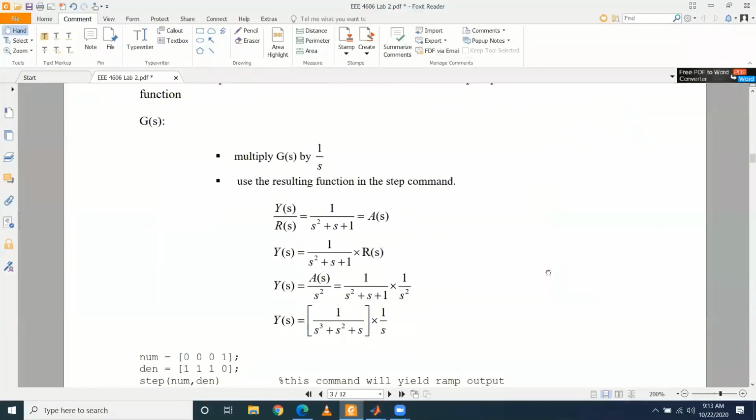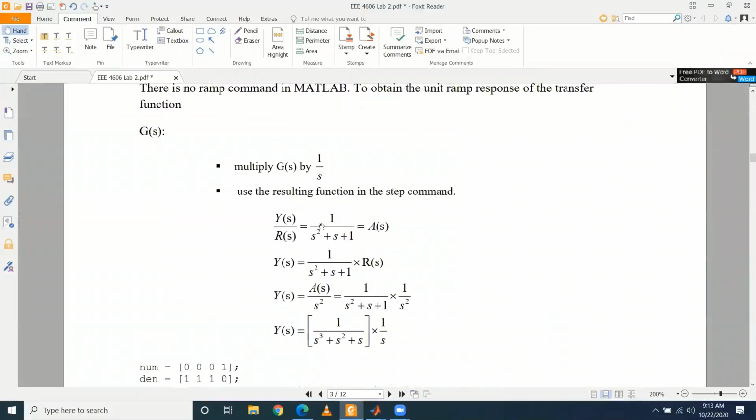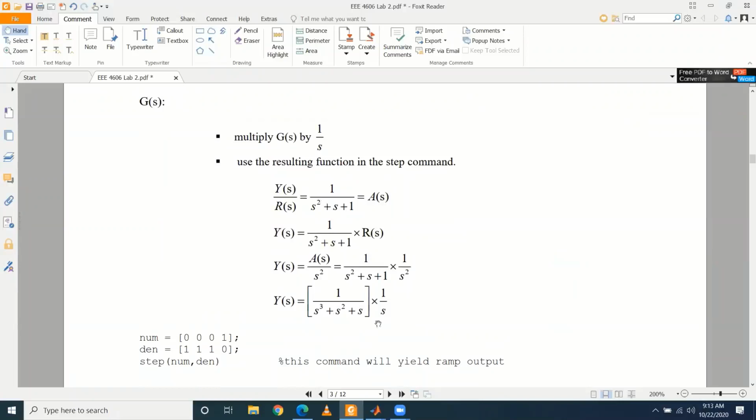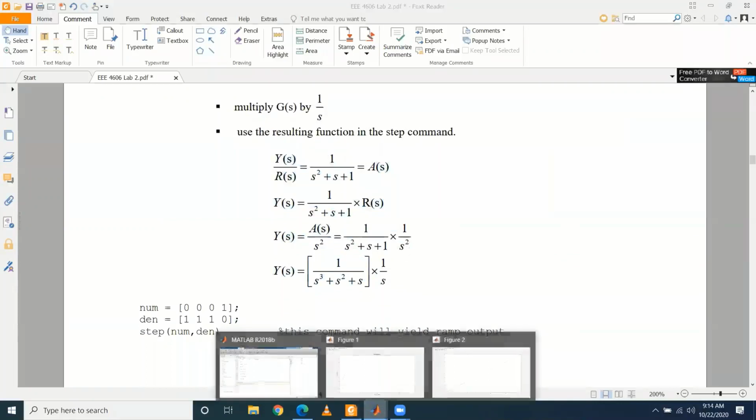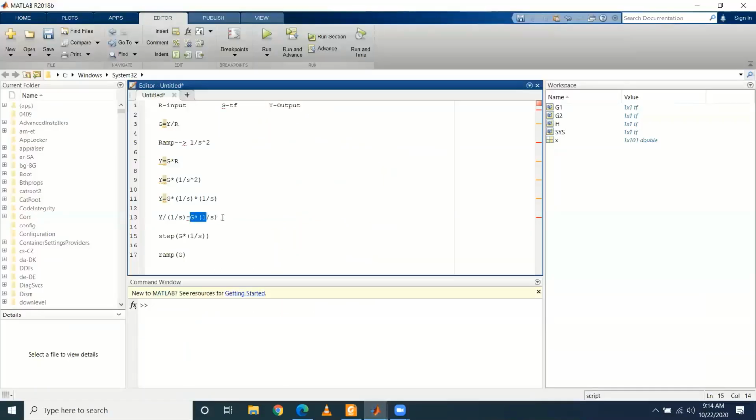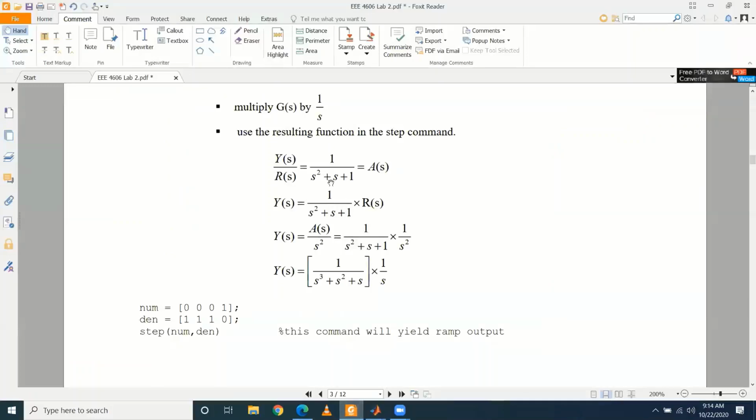No, okay. So what is a transfer function G(s)? It's 1 by S squared plus S plus 1, right? If you multiply 1 by S squared plus S plus 1 with 1 by S, we'll get 1 divided by S cube plus S squared plus S. So numerator will be 1, denominator will be 1, 1, 1, and then there is no last constant term, so 0. Then we use step, num, comma, den. And this will give us the ramp response. So Control C.